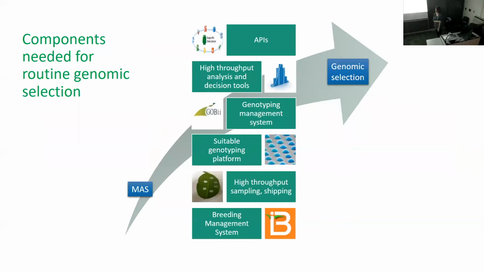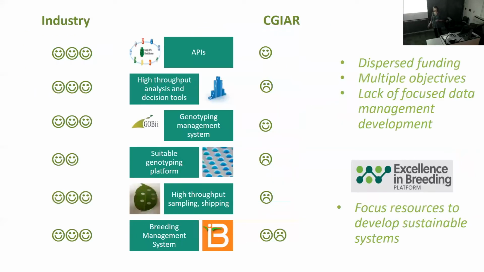So let's look again at what is needed to be able to do genomic selection well, and how well we are doing in being able to implement genomic selection. These are the components that we need: breeding management, high throughput sampling and shipping, genotyping platform, data management, high throughput analysis, and APIs. With marker-assisted selection, you can get away with just an Excel spreadsheet, but as you move to genomic selection, you've really got to have everything in place and connected to be able to do this well.